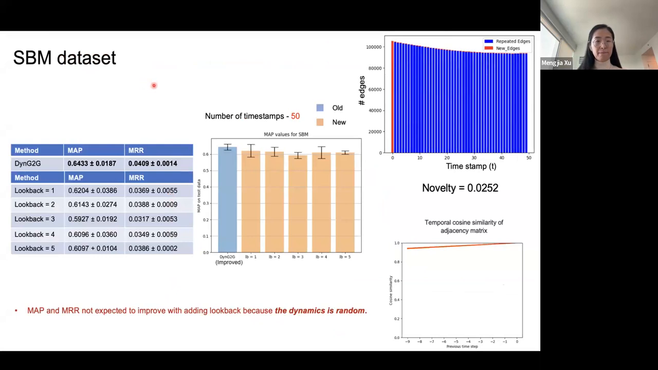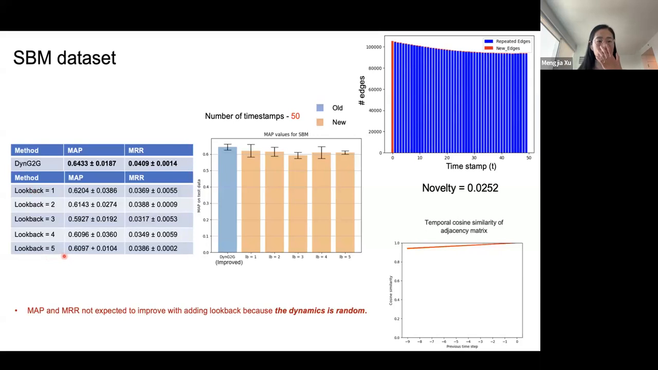This is the comparison of results using the transformer against our previous approach, the IG2G paper, on temporal link prediction tasks. We use two different metrics, mean average precision and MRR, the typical two metrics used in temporal graph embedding studies. Look back here means we look back at different numbers of previous time steps, that is, how much historical information we use in the model.